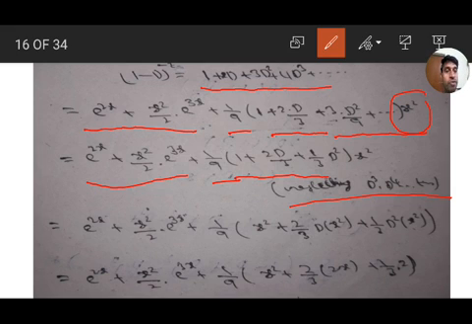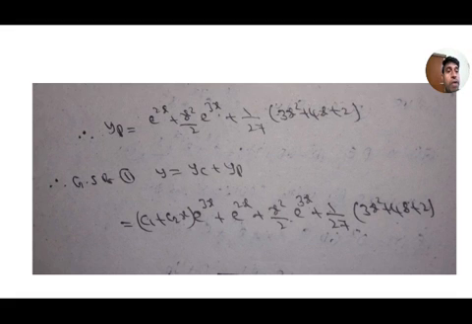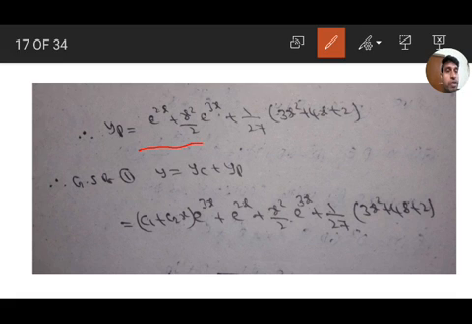So e to the power of 2x, x square by 2, e to the power of 3x, 1 by 9, 1 into x square plus 2 by 3 D of x square plus 1 by 3 D square of x square. D of x square, the derivative of x square is 2x, and the second order derivative of x square is 2. Simplifying, we get yp equal to e to the power of 2x plus x square by 2, e to the power of 3x, 1 by 27 (3x square plus 4x plus 2). That is the particular integral.